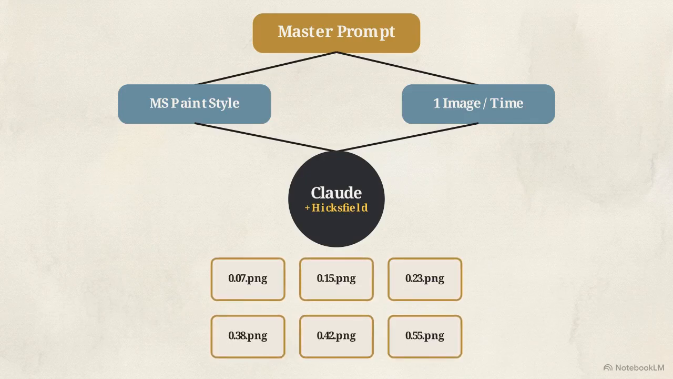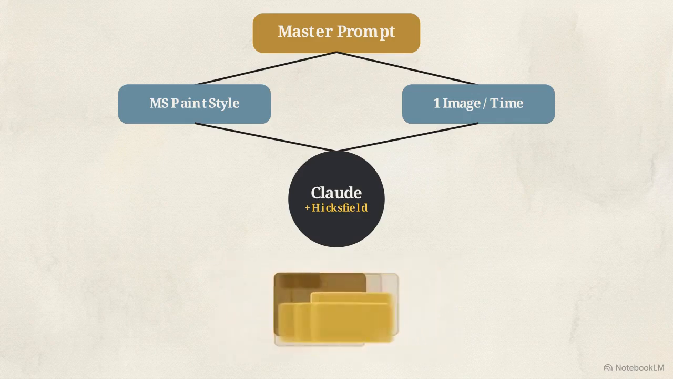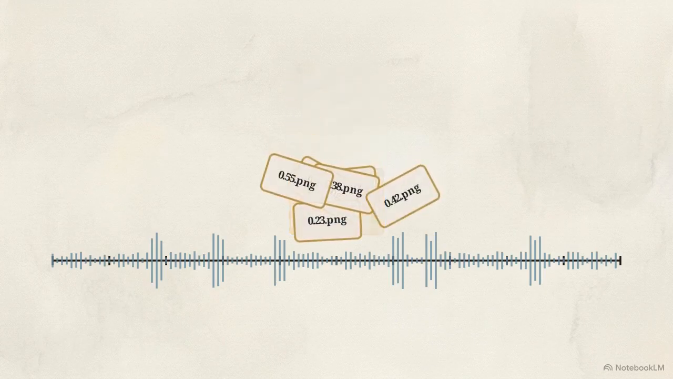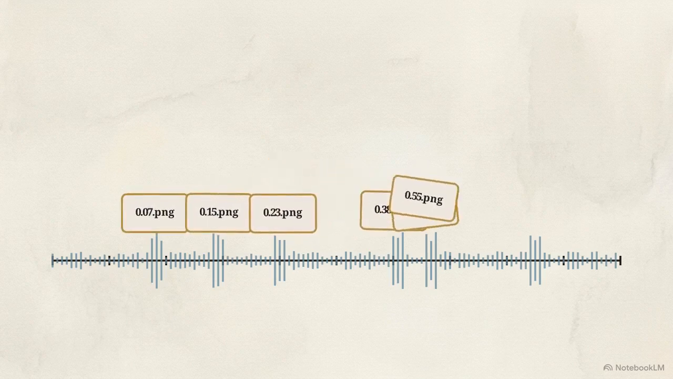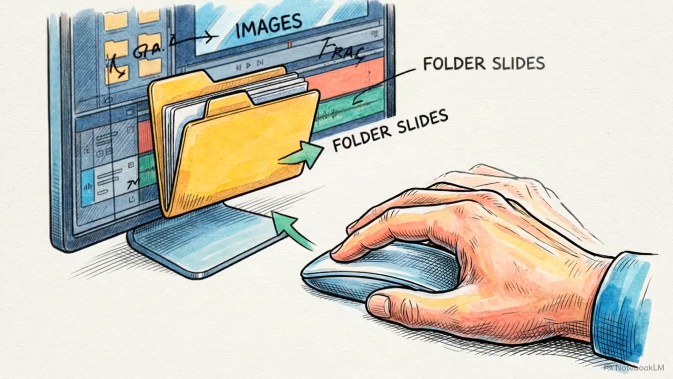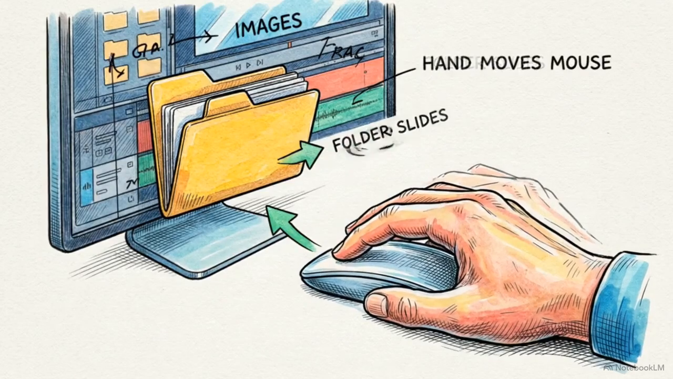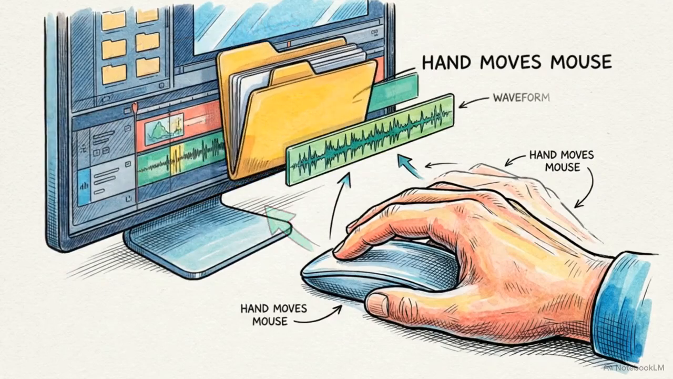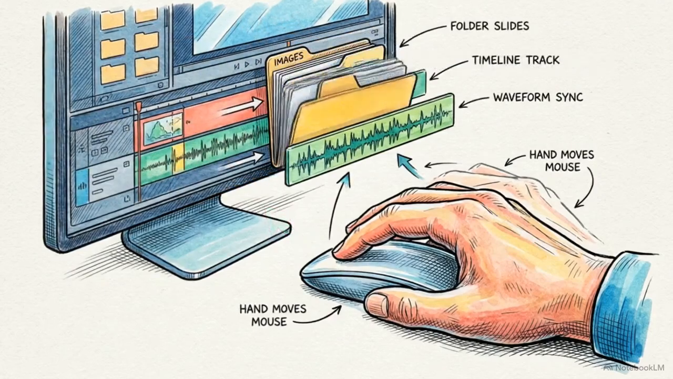The creator opens their editing software and drags this generated folder of images directly onto the timeline. Because the file names are numerical timestamps like 0.07, the images naturally organize themselves sequentially, landing perfectly in sync with the audio. A file naming protocol replaces the manual labor of cutting and syncing clips, reducing hours of tedious timeline work to a 10-second drag-and-drop action.